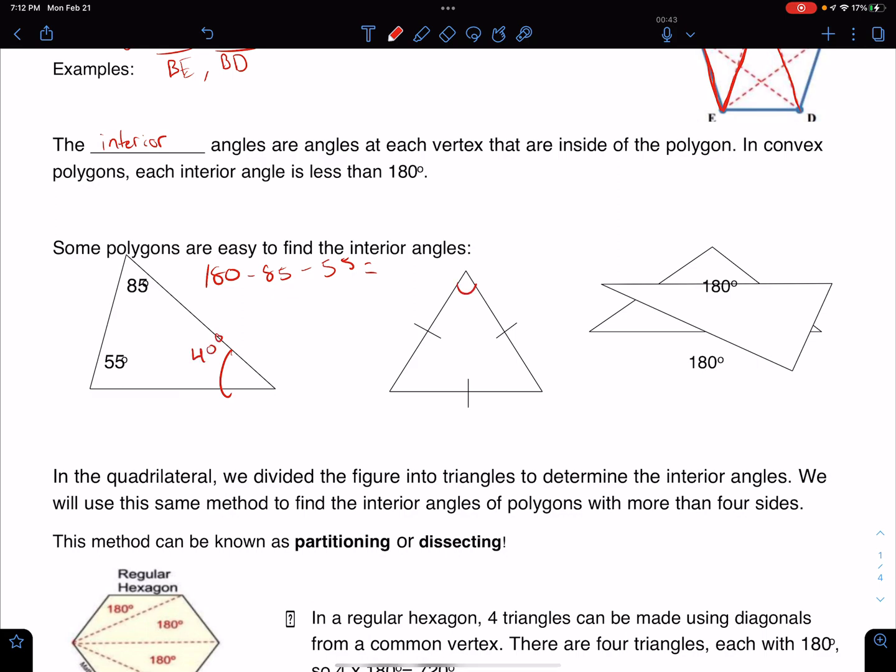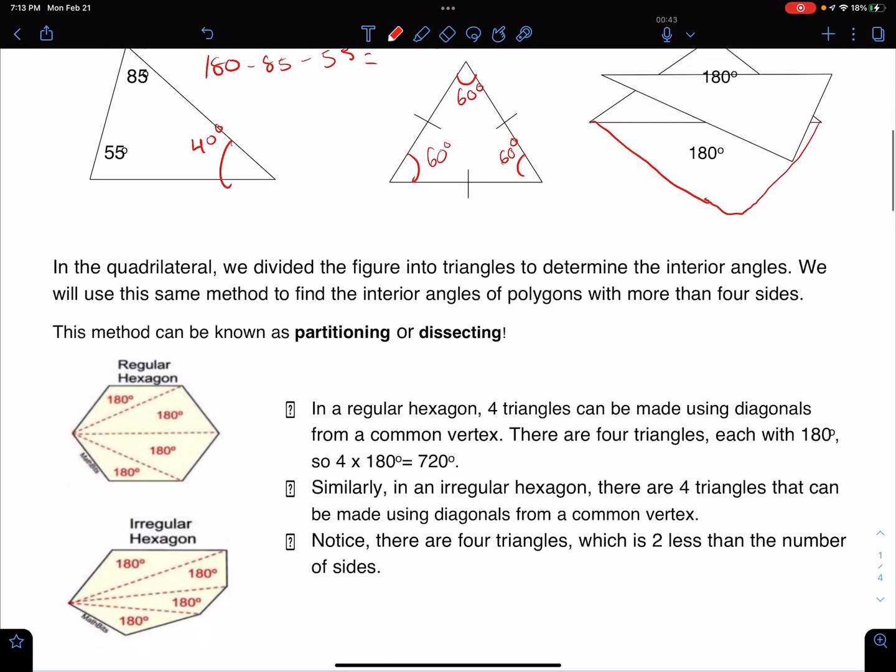Then I have this one. It's an equilateral triangle. So it has to add up to 180, and all my angles are the same. So I know the angles have to be 60 degrees. Okay, and then my last one, this shape is supposed to look something like this, but the technology didn't work. It's a quadrilateral that's separated into two separate triangles. Each triangle is 180 degrees, so I know the whole quadrilateral is equal to 360 degrees.